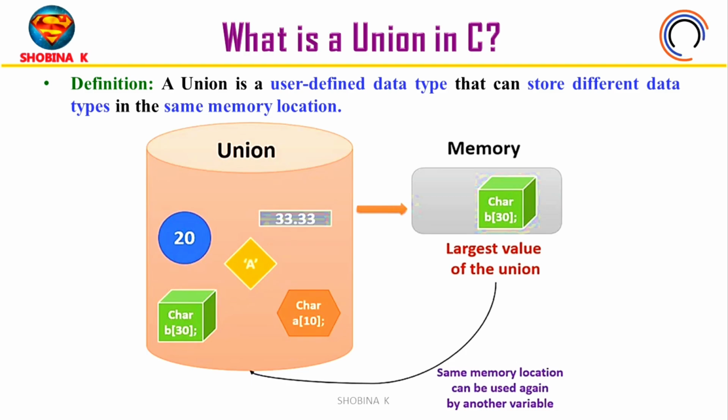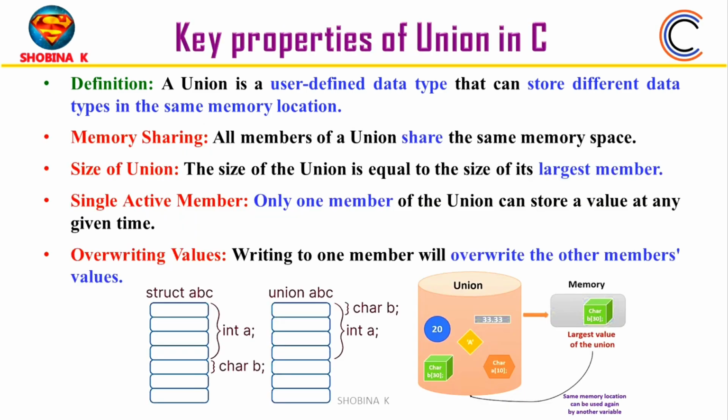A union is a user-defined data type in C that allows you to store different data types in the same memory location. All members of a union share the same memory space. This means that all members of a union occupy the same memory location. When you assign a value to one member, it overrides the value of any other member that was previously stored in that memory location. The size of the union is equal to the size of its largest member, meaning that the size of a union is determined by the size of its largest member. This is because all members share the same memory space and the union must be large enough to hold the largest member. And only one member of a union can store a value at any given time.